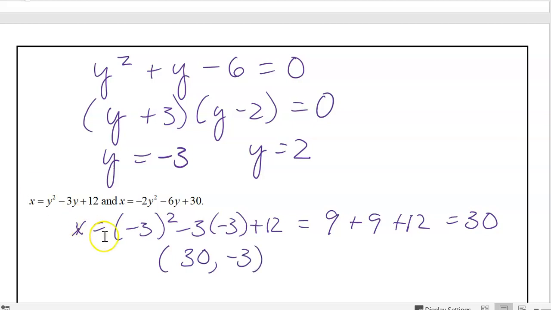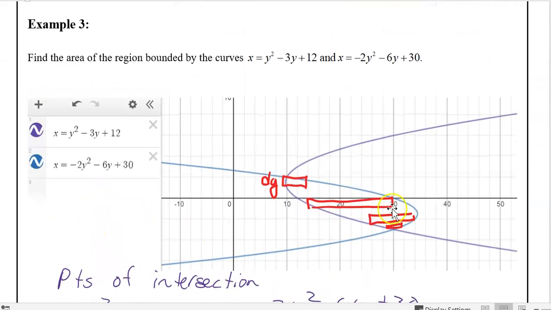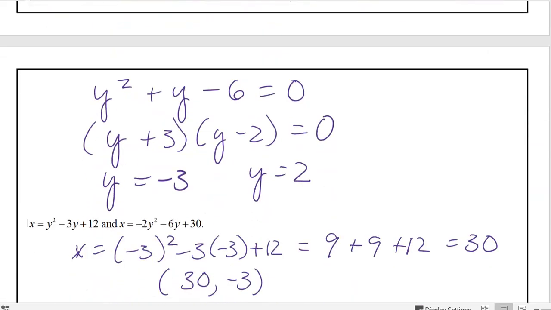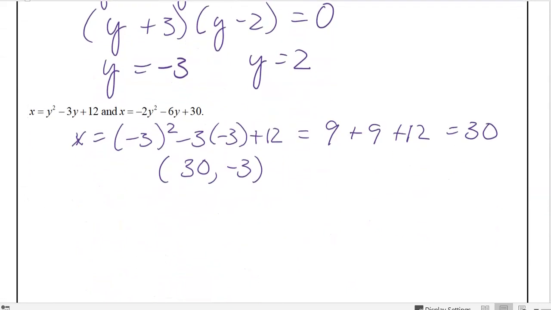Let's check the graph and see if we believe that. (30, -3) does appear to be this point over here where they intersect. That would be this point right there, (30, -3). Now let's see if we can find the ordered pair for this point where they intersect on the upper region. I'm expecting it to be close to x equals 10 and y equals 2. I'll again use the first equation since it's simpler and since it should work in either equation.